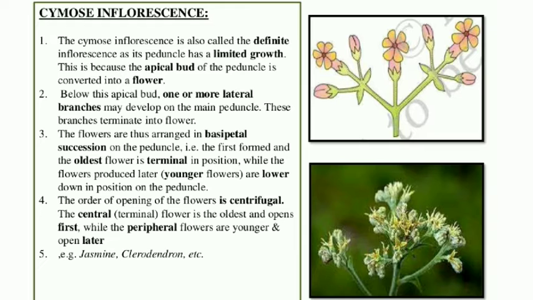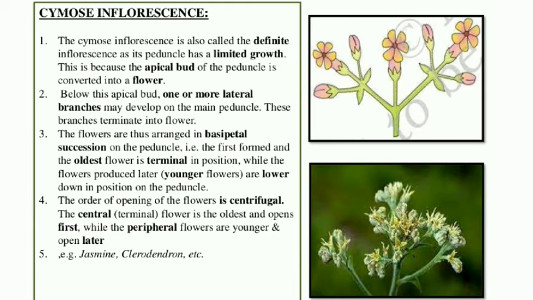So one branch, one flower. Next branch, next flower. Two branches, two flowers. Like that, every branch terminates in a flower. But the new branch will be developed below the old flower.